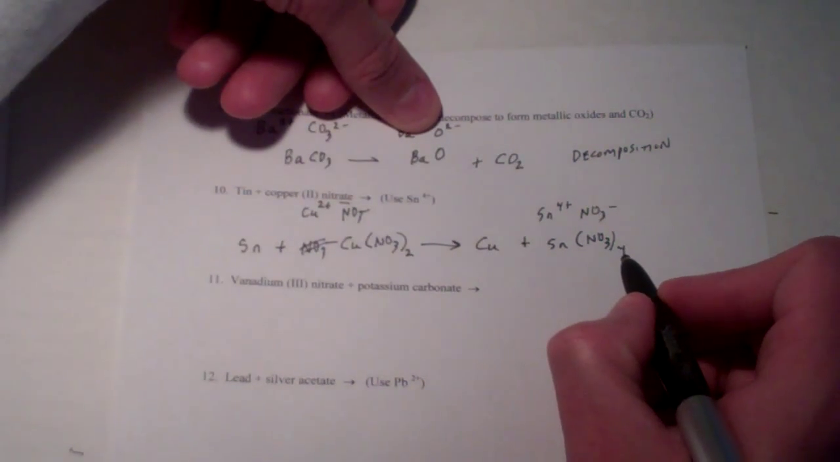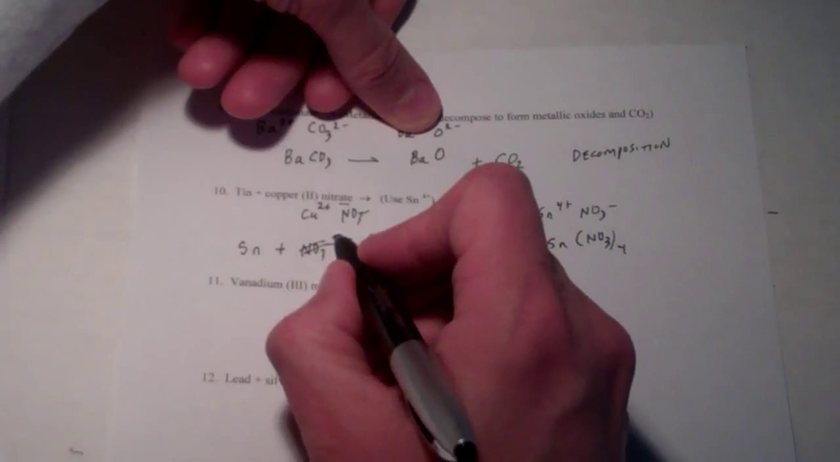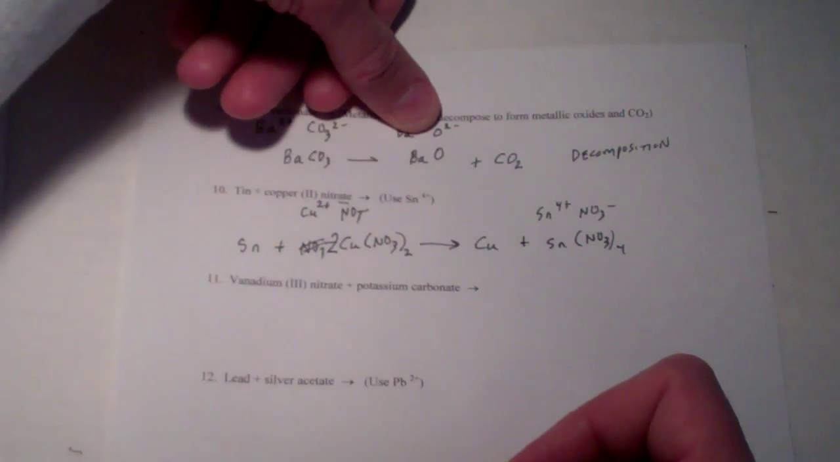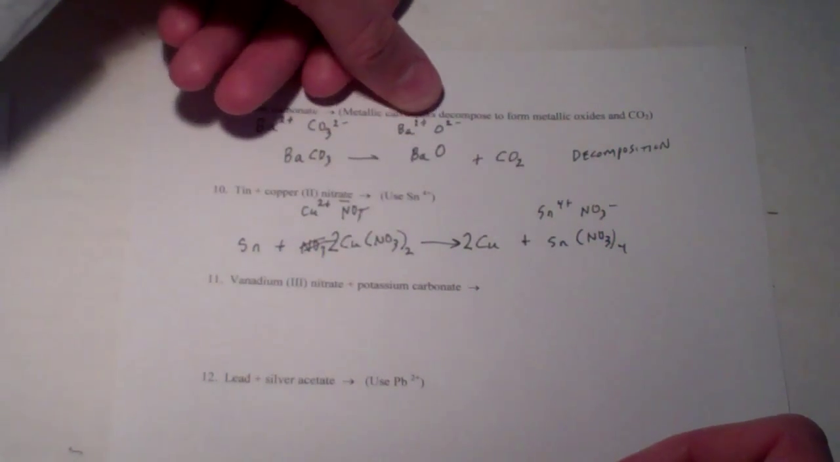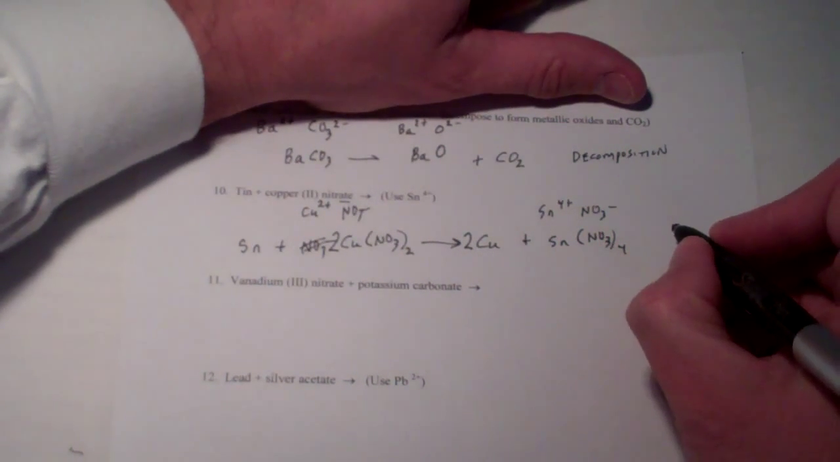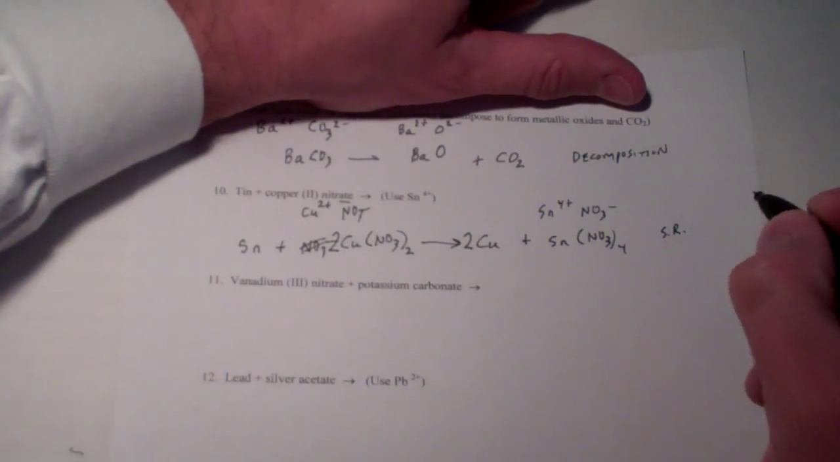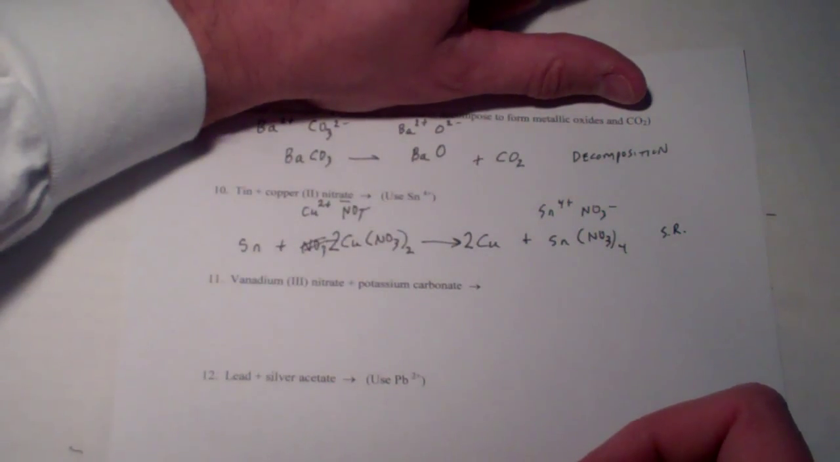Now to balance this equation, I need 4 nitrates on this side, so I'm going to put a 2 in front of copper 2 nitrate. That gives me 2 coppers, so I'll put a 2 in front of copper here. And I'm finished with number 10. This was an example of a single replacement reaction.